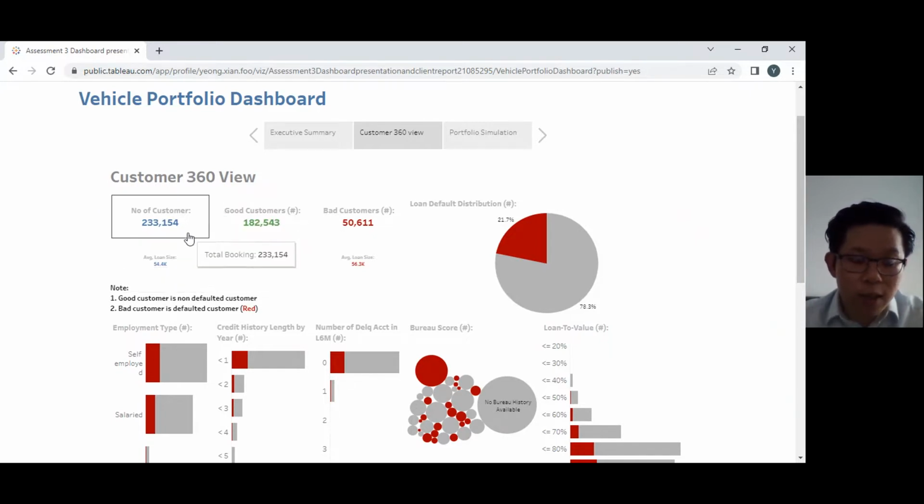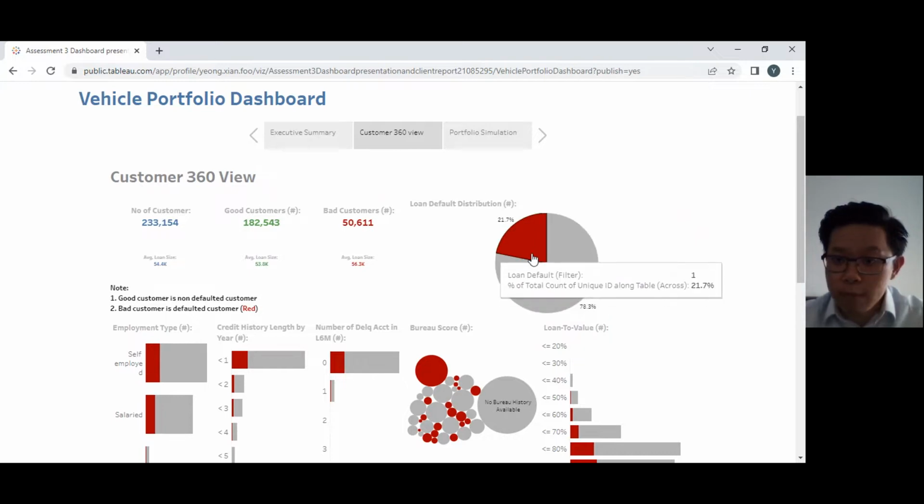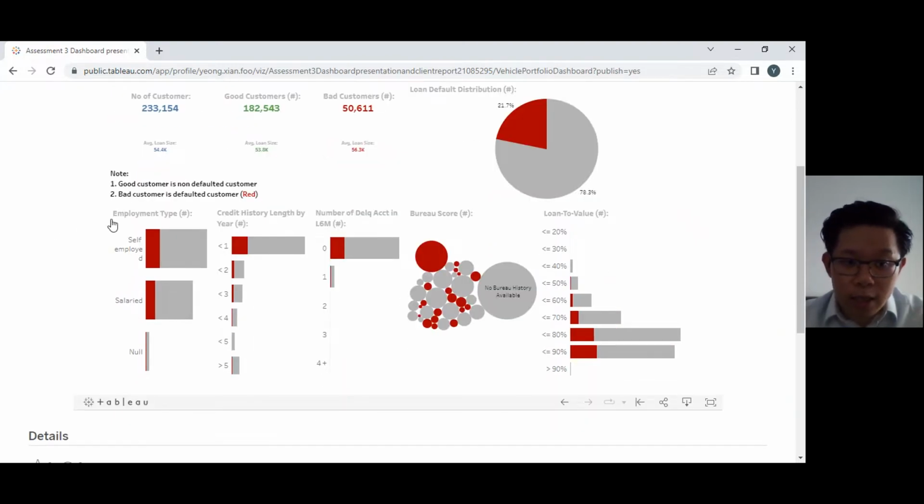The total number of customers is about 223K. The good customer is about 182K, and the bad customer is about 50K. So here we can see that by number of accounts, there are 21.7% of bad customers in the portfolio. And below here, we can see the key metrics for the customer segmentation: the employment type, the credit history length by year, number of delinquent accounts in the last 6 months, bureau score, and also the loan to value.